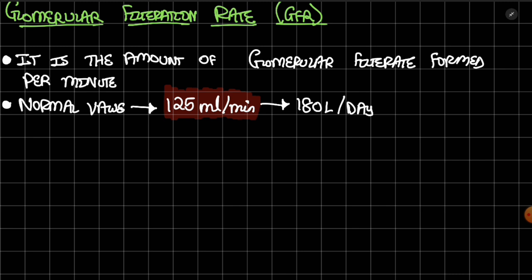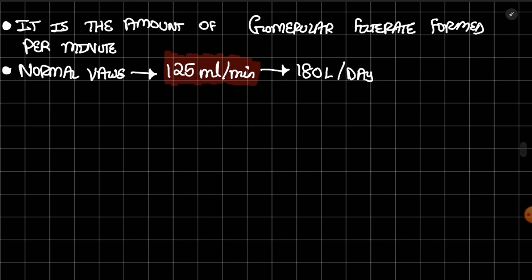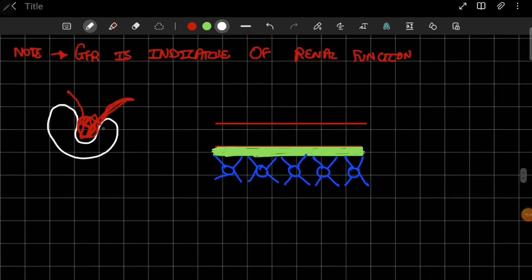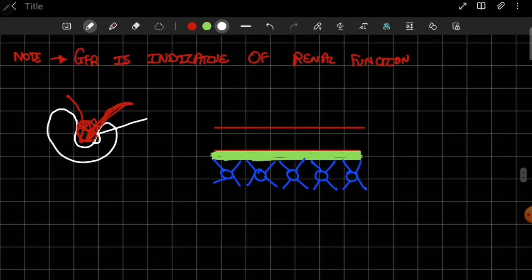Now, GFR actually is indicative of kidney function. Let me just mention this important point: GFR is indicative of renal function. Now, how does this GFR occur? Let me just draw one diagram. I will explain the statement that GFR is indicative of renal function, but first I will explain how GFR occurs.